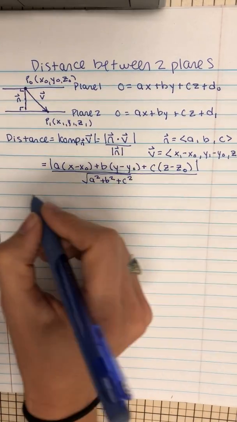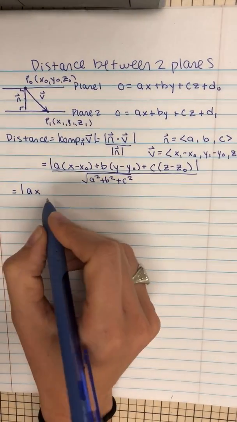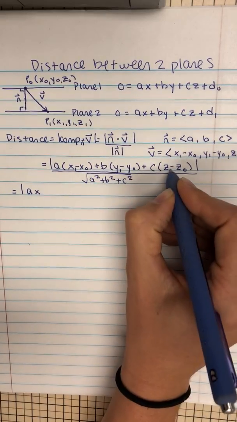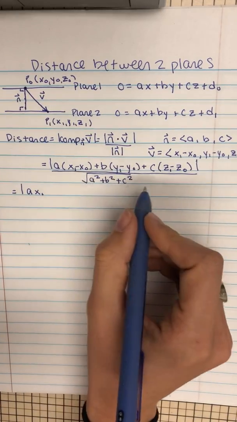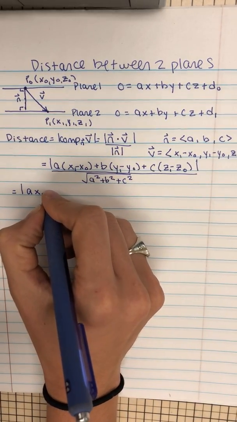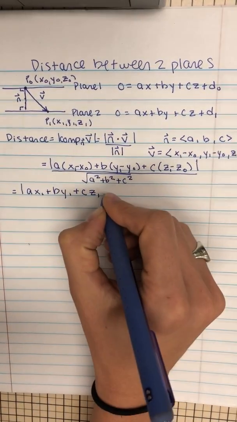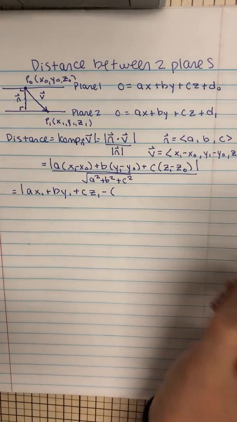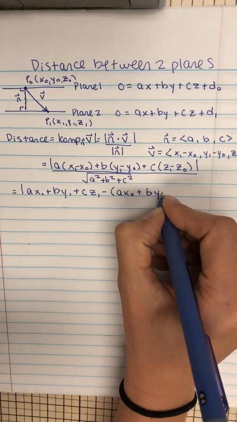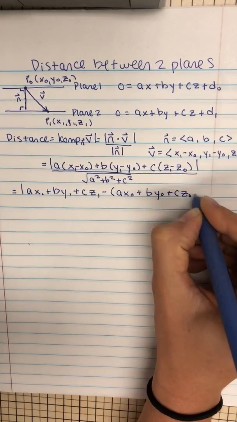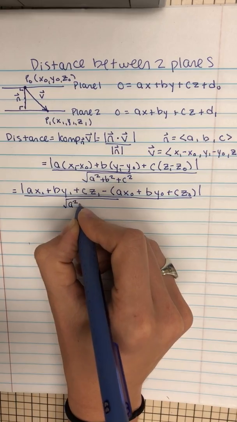So if I do a bit of distributing, let's see what I get. So ax, oh, this is supposed to be x1, y1, z1. I'm going to combine all of the x1 terms to the front and all of the x0 terms to the back. So ax1 plus by1 plus cz1 minus, I'll distribute that negative, ax0 plus by0 plus cz0, all over that same square root formula.